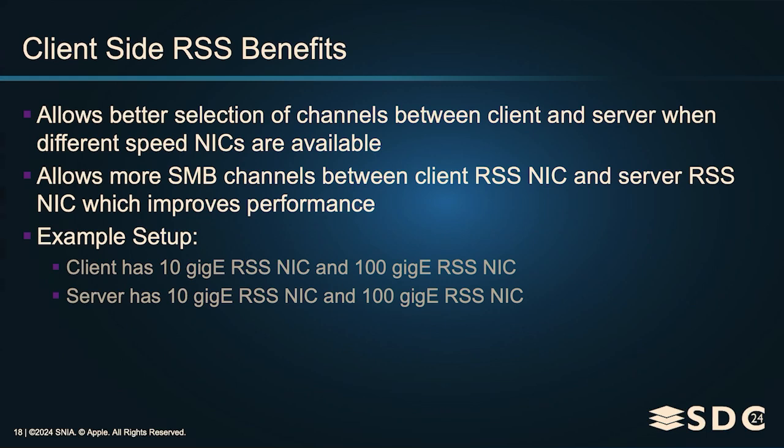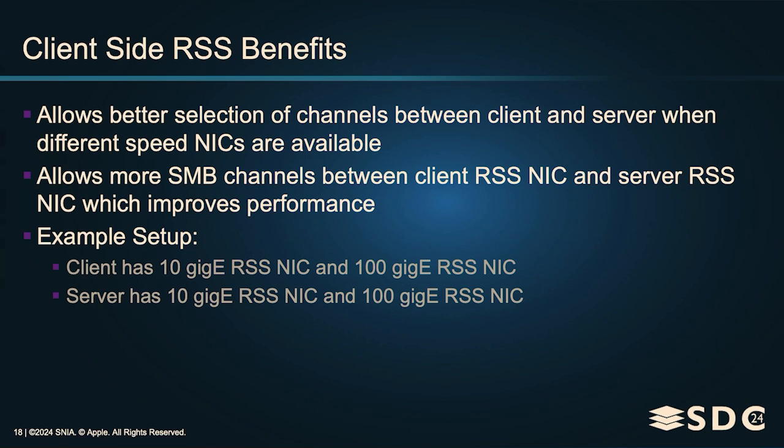So why did we do this? Well, it actually allows some flexibility in the selection of the channels between the client and the server, especially when you have different speed NICs and they're all in the same network. And I'll get into an example. It also allows more SMB channels between a client RSS NIC and a server RSS NIC. So previously, if the server had RSS, but the client only had one NIC, we would only establish one channel. But now you can establish up to 4 channels on that NIC.